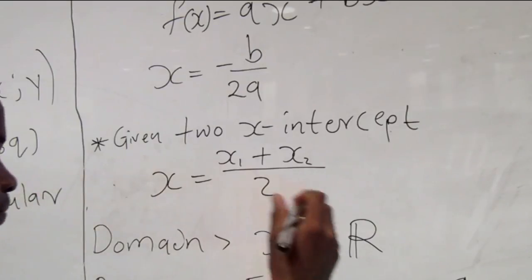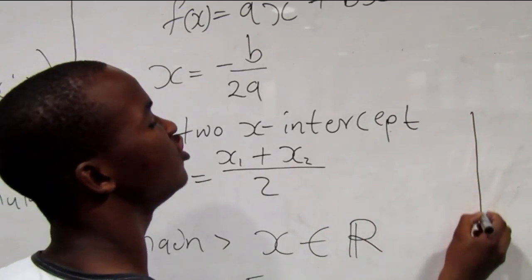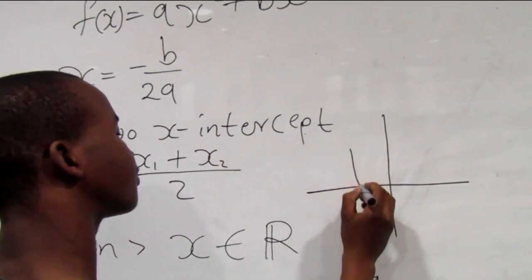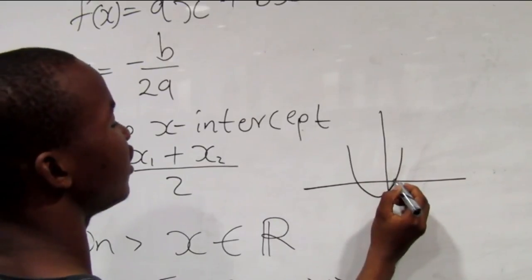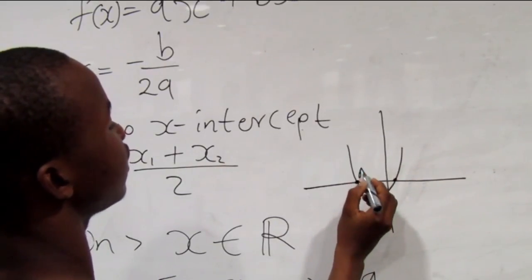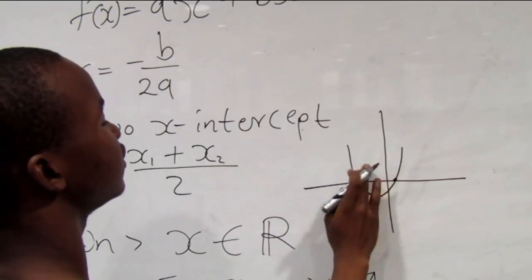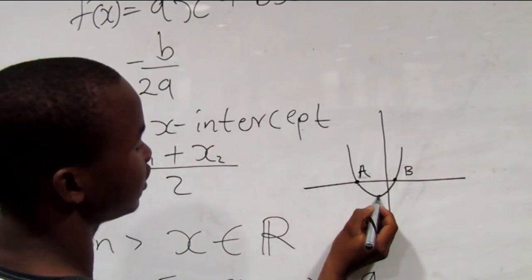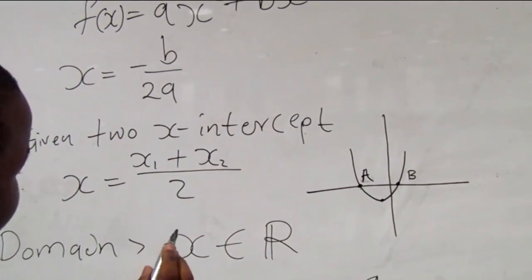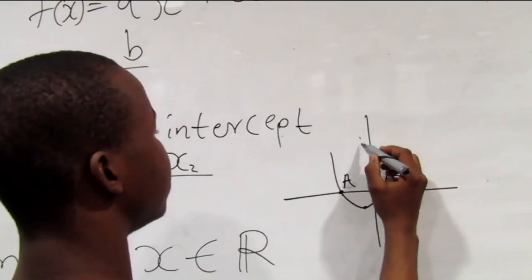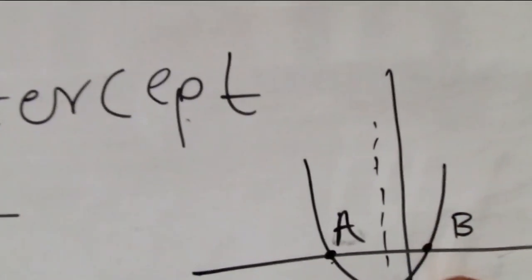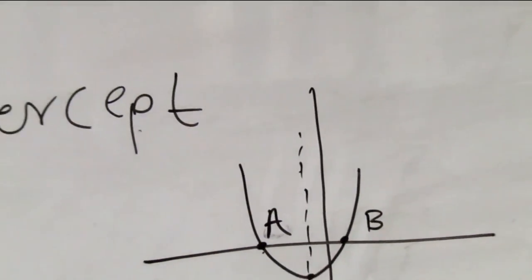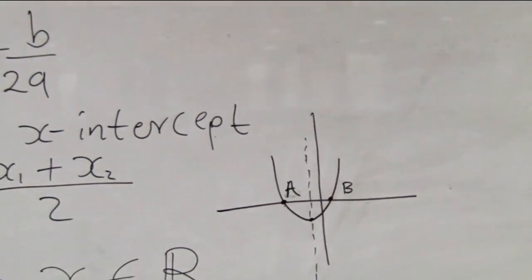Let's take that you are given a function, and you are given this point and this point. Let's take this as A, this as B, and this is your turning point. Your axis of symmetry is equal to the p of the turning point. This is your axis of symmetry. How are we going to determine the axis of symmetry?